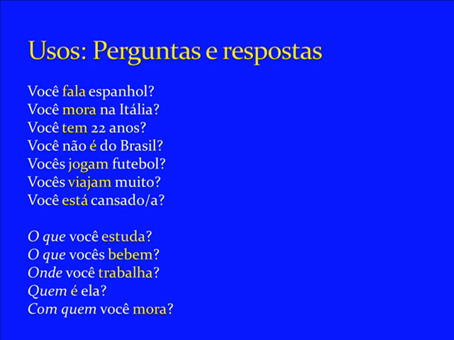Você mora na Itália? Do you live in Italy? Você tem 22 anos? The verb is ter. Você não é do Brasil? Conjugated verbs in yellow. Vocês jogam futebol? Again, you don't hear me pronounce an M at the end. Vocês viajam muito? Você está cansado?